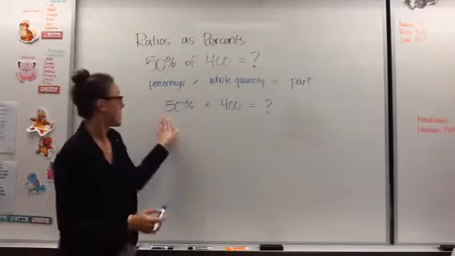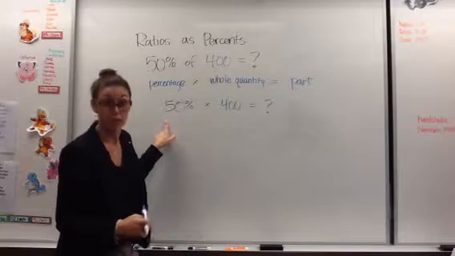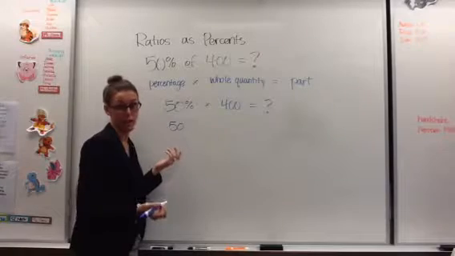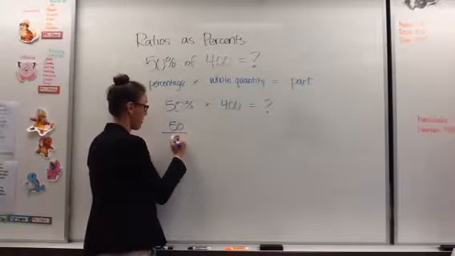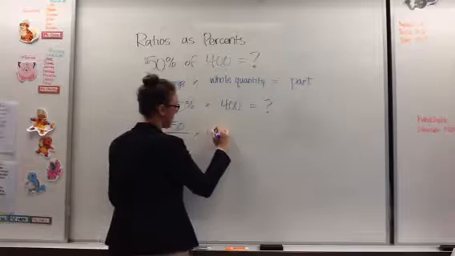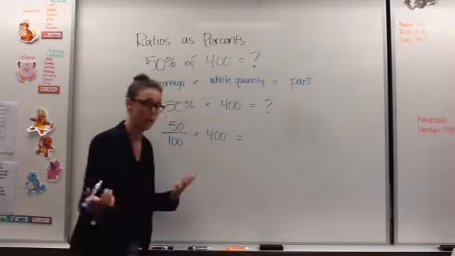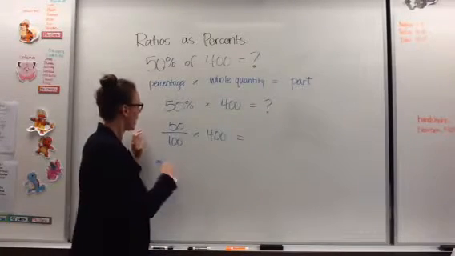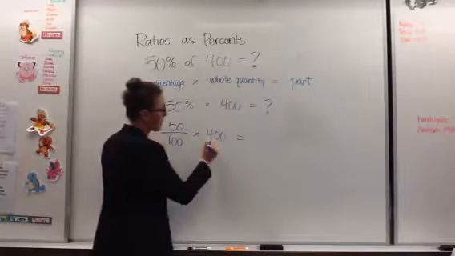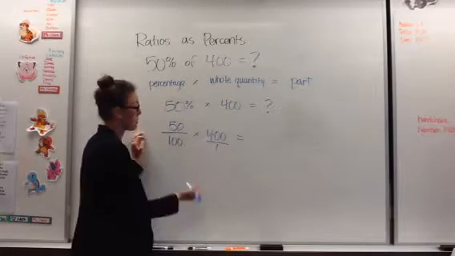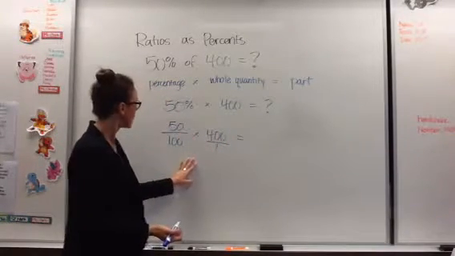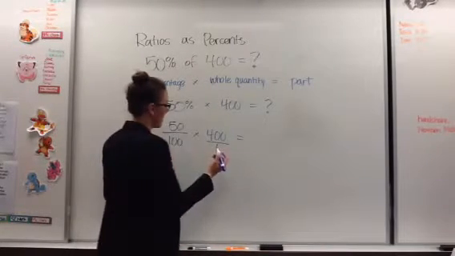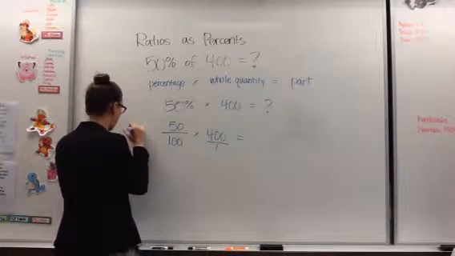So how you would start this is you would convert this 50% into a fraction and then multiply. So I'm going to convert this into a fraction. How would I do that? 50 over 100 times 400 equals what? Well, there's two ways I can do this. I can do it by putting this over 1 and cross multiplying. 50 times 400, that is, let me do it over here.